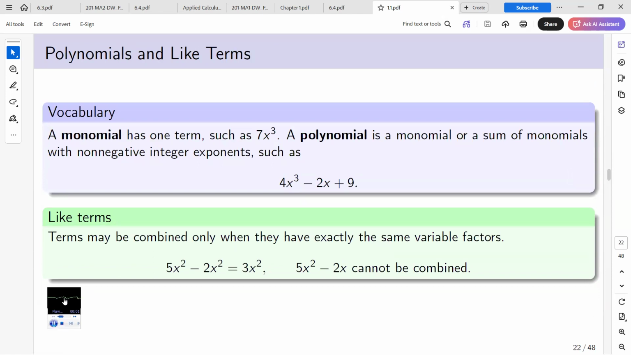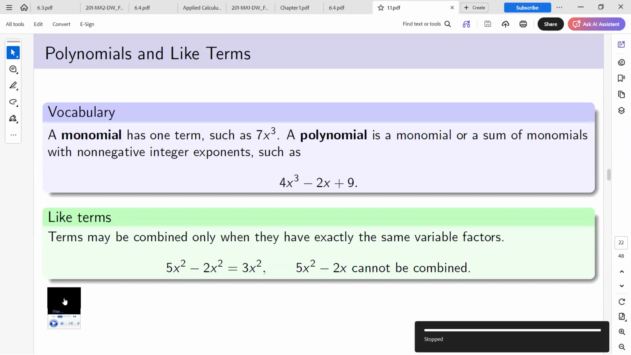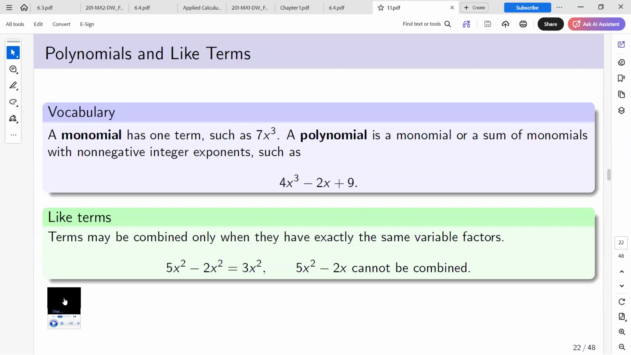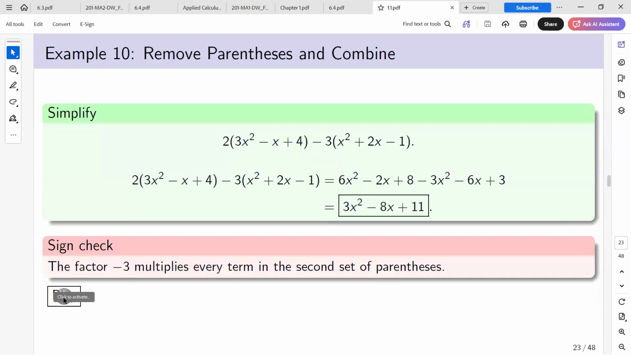Like terms must have identical variable parts, including identical exponents. Only their numerical coefficients are combined. Distribute both outside factors to every term. The most common error is failing to distribute the negative sign to all three terms in the second polynomial.